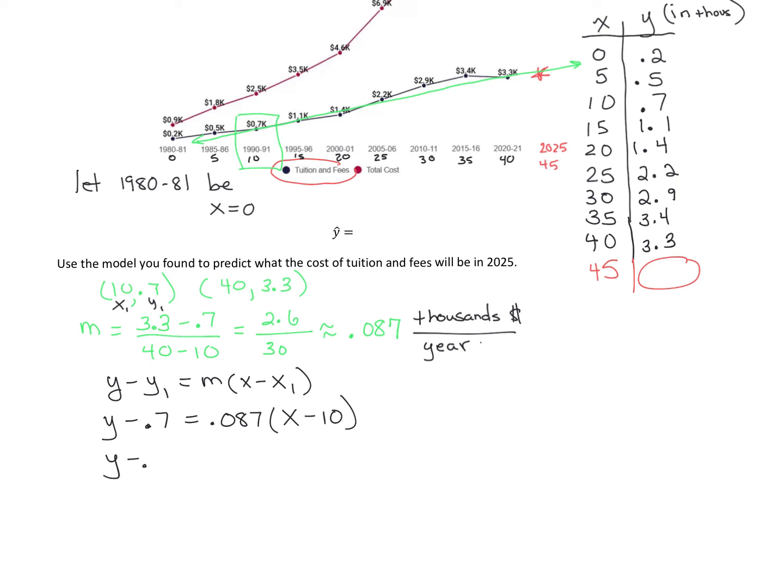So distributing my 0.087, I get 0.087x minus 0.87. Let's now collect like terms, and we'll add 0.7 to each side, and we get y equals 0.087x, plus, or actually minus 0.17.